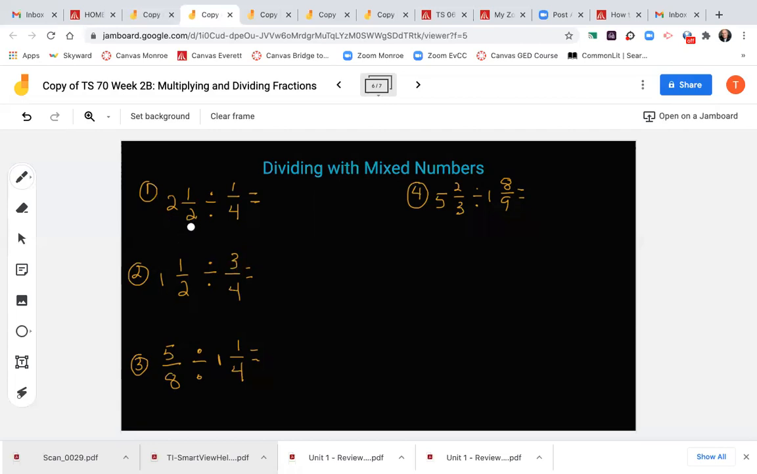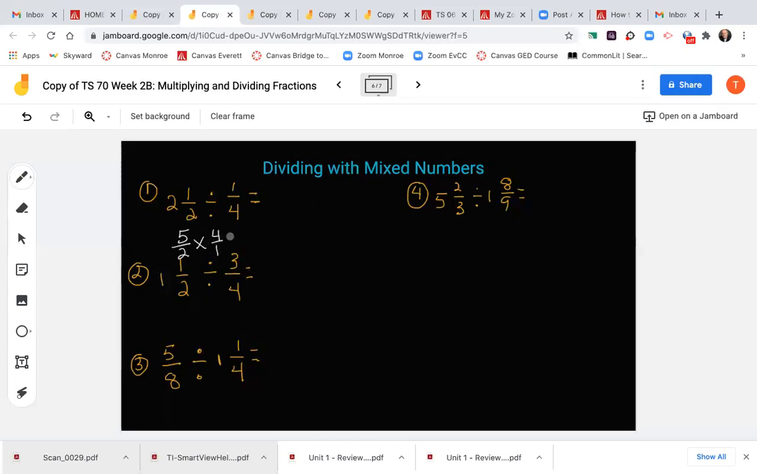I'm going to write it underneath here so it's maybe a little easier to see. That's a mixed fraction. I'm going to change it to improper. Here's how I do it. I take the denominator times the whole number and add the numerator. 2 times 2 is 4, plus 1 is 5 over 2, times the reciprocal of 1/4, which is 4 over 1.